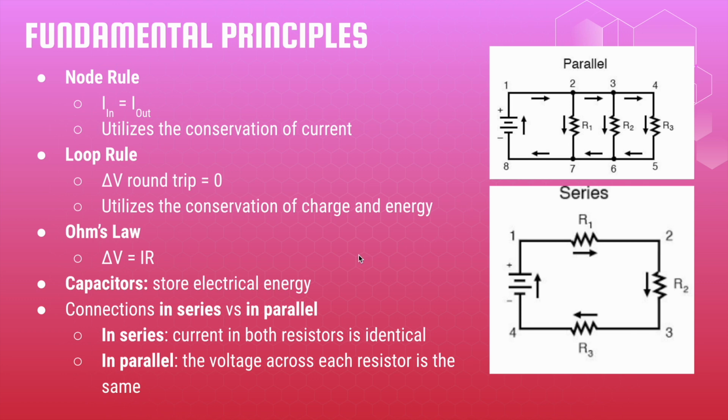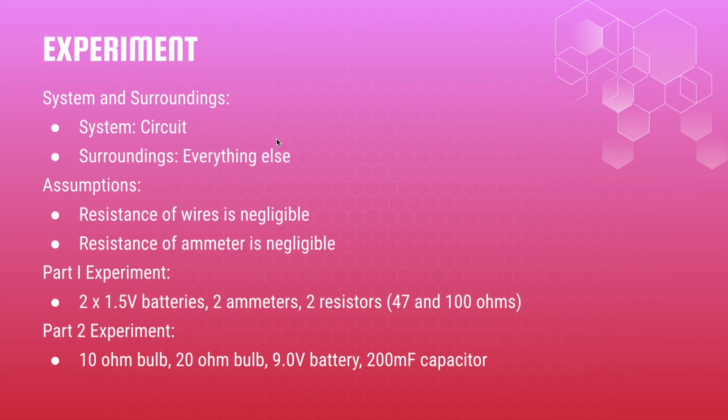The fact that capacitors store electrical energy, and the connections in series versus in parallel are different. In series means that the current in both resistors is identical, and in parallel, it means that the voltage across each resistor is the same. In the experiment, the system was the circuit and the surroundings was everything else. We assumed that the resistance of wires is negligible, and the resistance of an ammeter is also negligible.